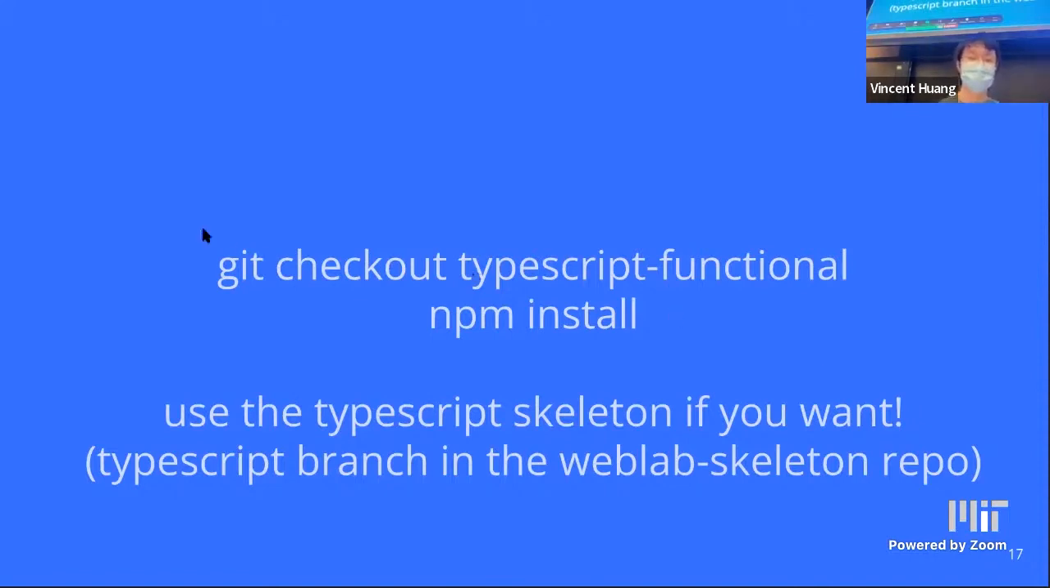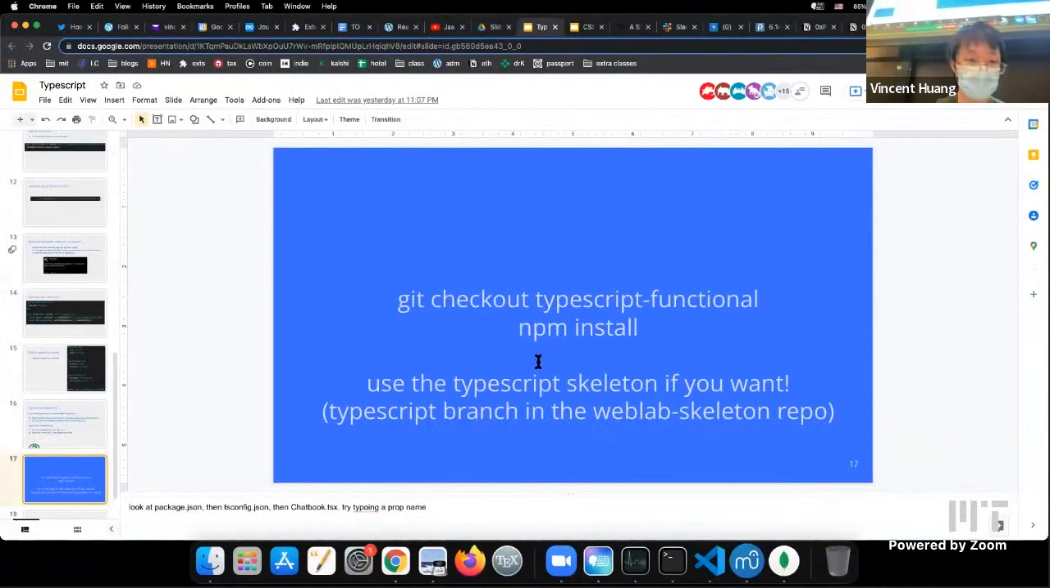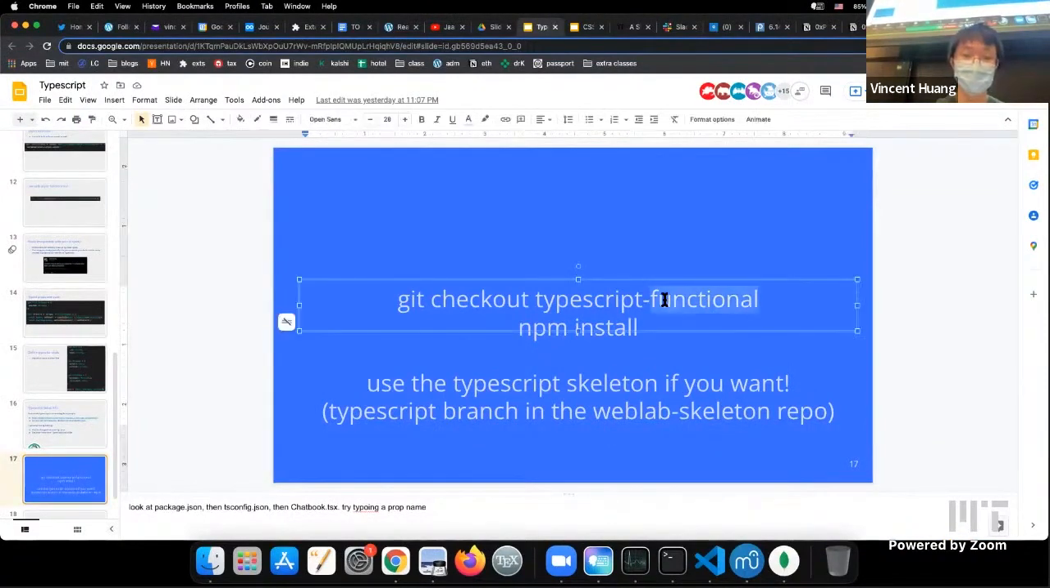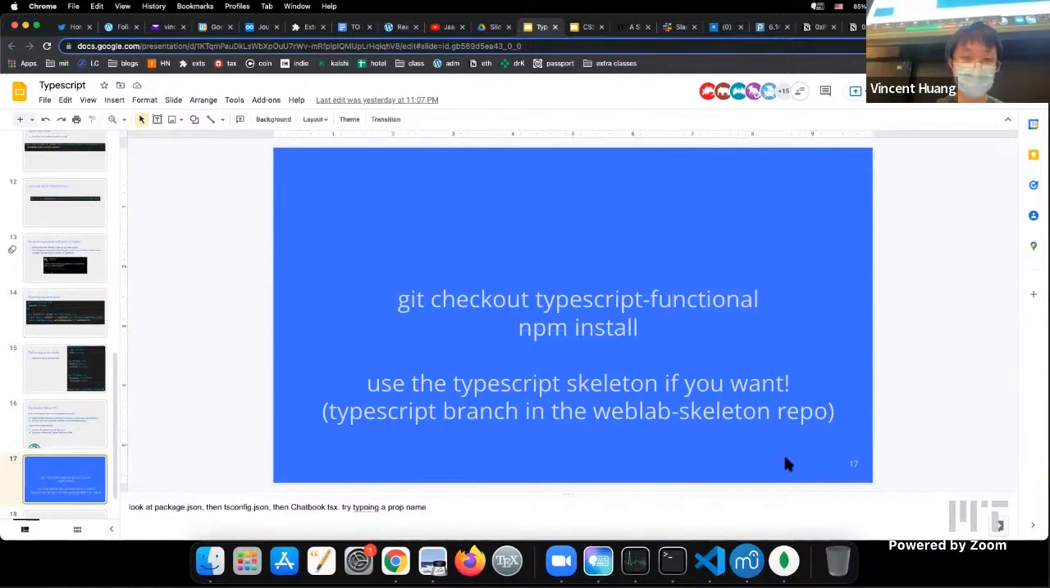But basically, if you want to see an example of catbook where all the code has been converted to TypeScript, check out this TypeScript functional branch, and then you have to run npm install to install the new TypeScript packages. Also, use the TypeScript skeleton only if you want to. You don't have to. Now let's look at just a bit of actual code, because we have a few minutes left before the next lecture.